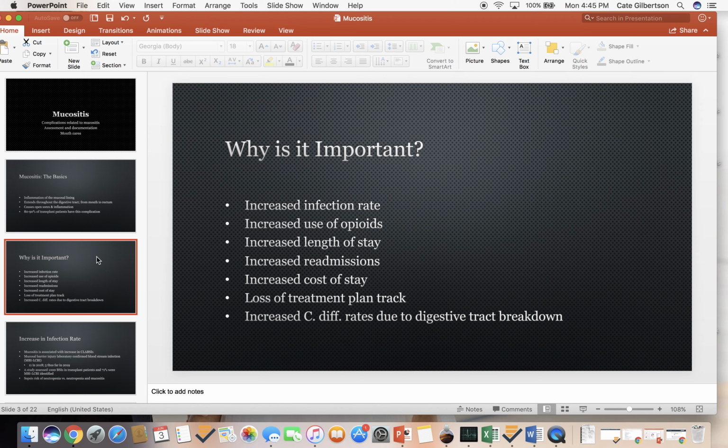Increased length of stay. So when we have an increased infection rate, increased pain, we're on opioids, we're waiting for those mouth sores to heal. That can prolong how long patients are here.